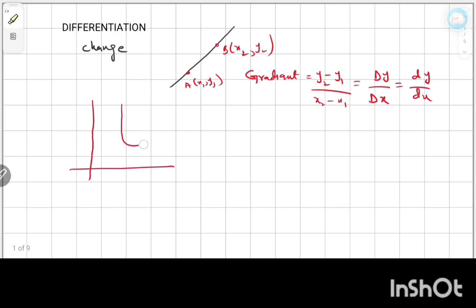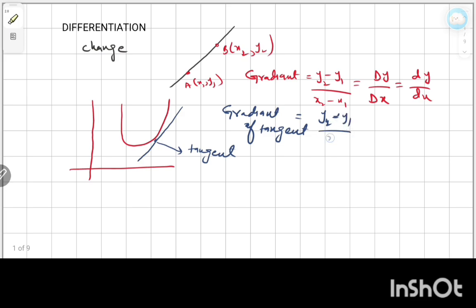a curve. This curve is cut by this line, and we say that this line is a tangent. So we also talk about the gradient of the tangent. What's the gradient of the tangent? It's also y2 minus y1 over x2 minus x1. Here we also say that it is dy over dx.